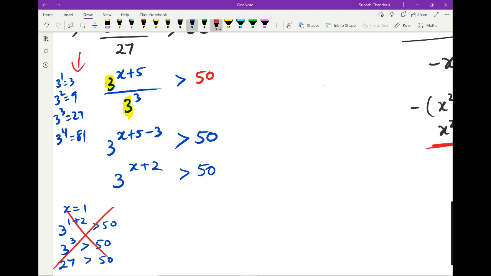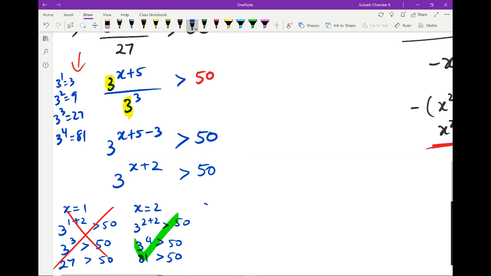So then we go to our next number. x is equal to 2. Then we're going to get 3 to the power of 2 plus 2, greater than 50. Then we're going to get 3 to the power of 4, greater than 50. 3 to the power of 4 is 81. 81 is greater than 50. So that's a tick.